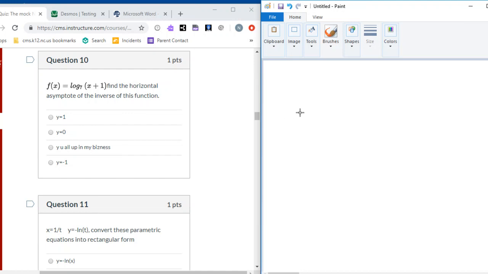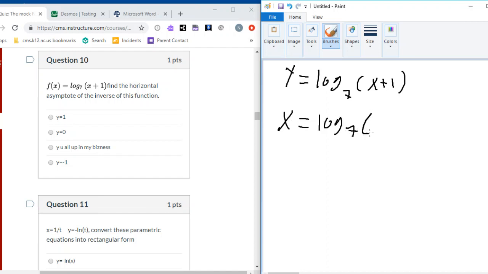So f of x is equal to log base 7 of x plus 1. Find the horizontal asymptote of the inverse of the function. So we need to find the inverse of the function. If y is equal to the log base 7 of x plus 1, that means x is equal to the log base 7 of y plus 1. I'm trying to isolate y, so I need to swoosh that logarithm into an exponential function. The base is 7. Swoosh, there it is, to the x.